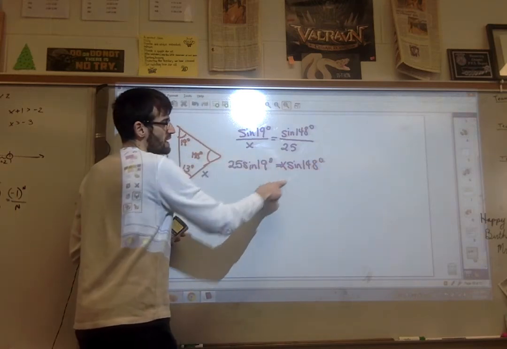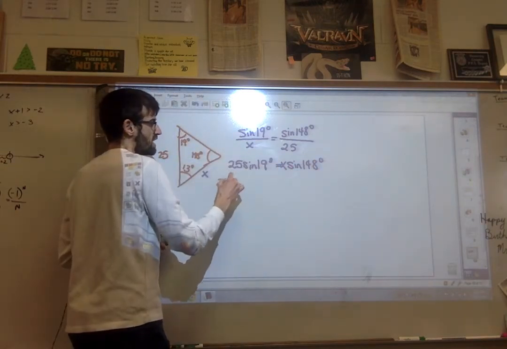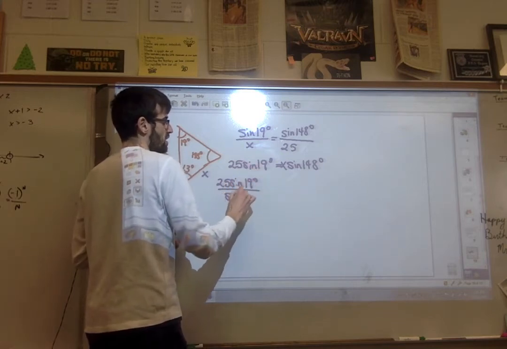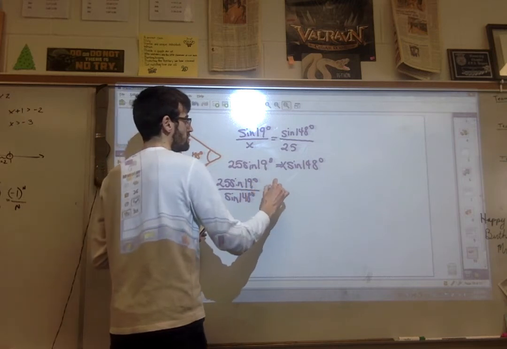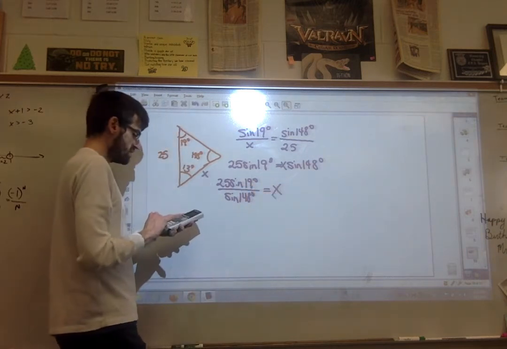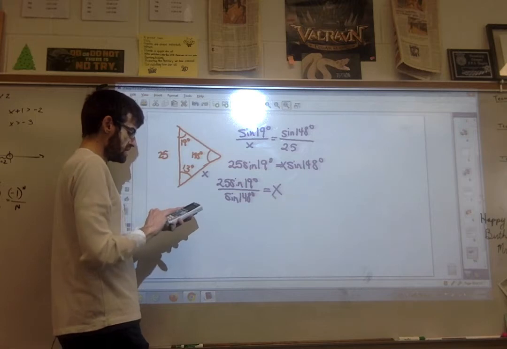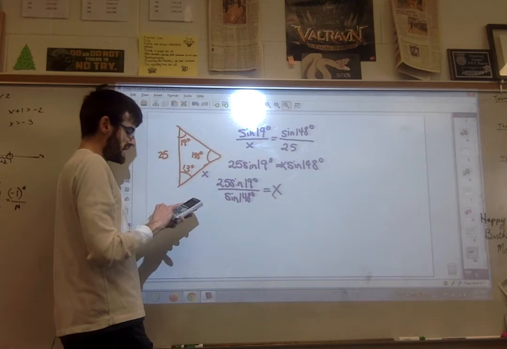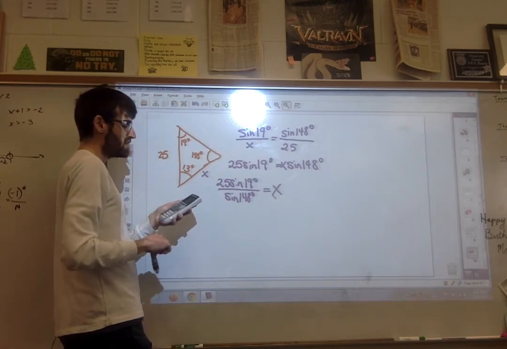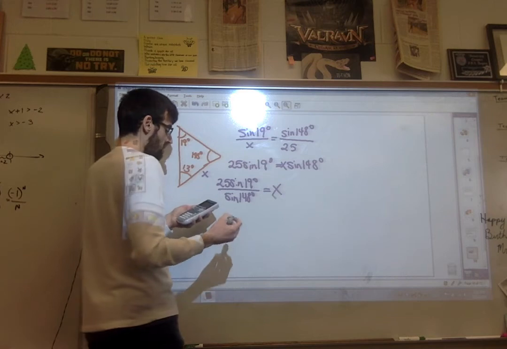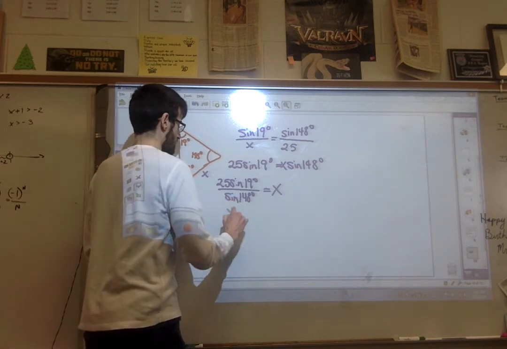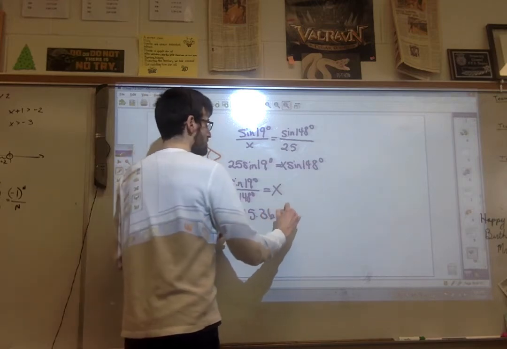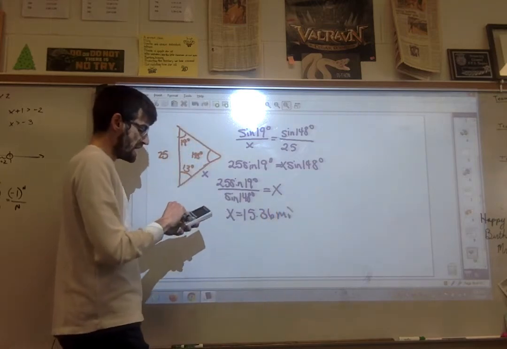Then I'm going to divide by the sine of 148. So I have 25 sine of 19 over the sine of 148. That's going to equal x. So when I do that, 25 sine of 19 over the sine of 148, it's going to give me 15.35 or 15.36. That is miles. I am going to store that as A.